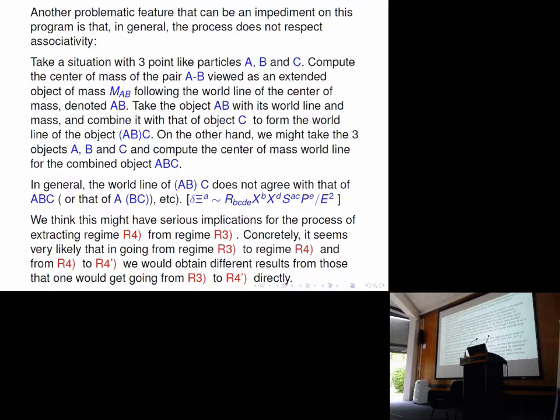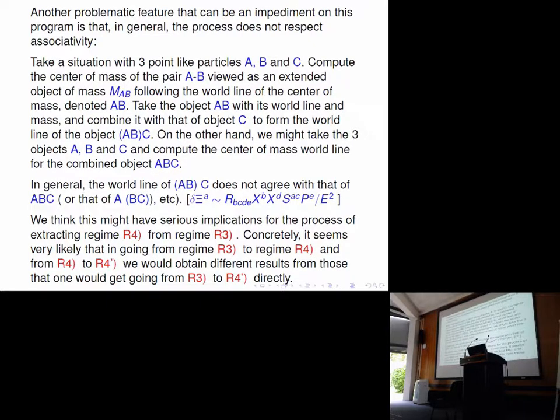I group these two particles to produce the effective object AB. And with this object, I combine them to produce the effective object ABC. I obtain different results than if I combine the three together. So the recipe is not even associative, which is a very serious problem. How are you going to apply this recipe?